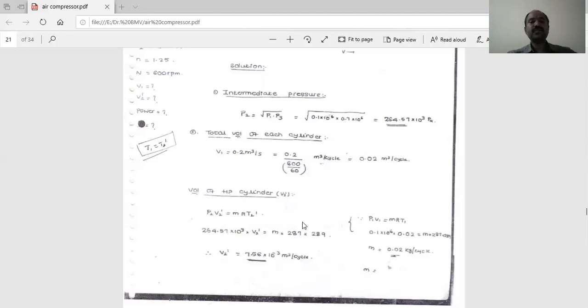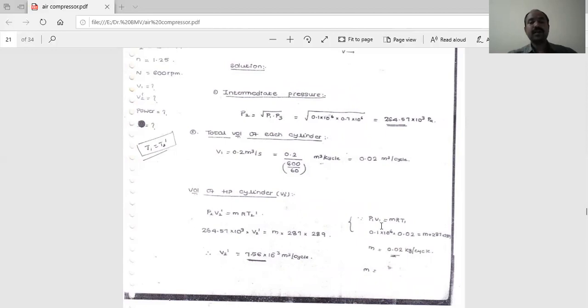Then we have to calculate the volume of the high pressure cylinder, V2 dash. P2 V2 dash is equal to M into R into T2 dash. The value of V2 dash becomes 7.56 into 10 to the power of minus 3 meter cube per cycle. Similarly, we have to calculate the value of M based on the relationship.